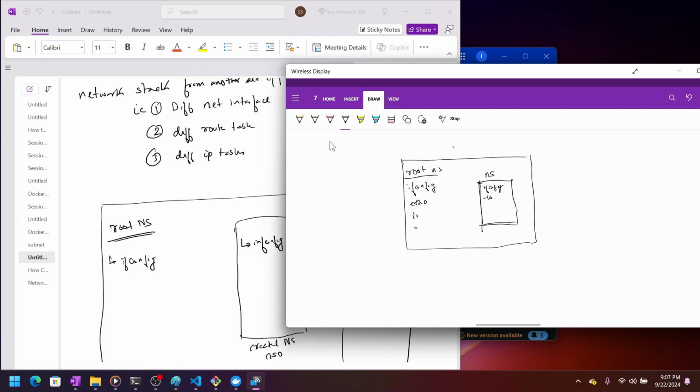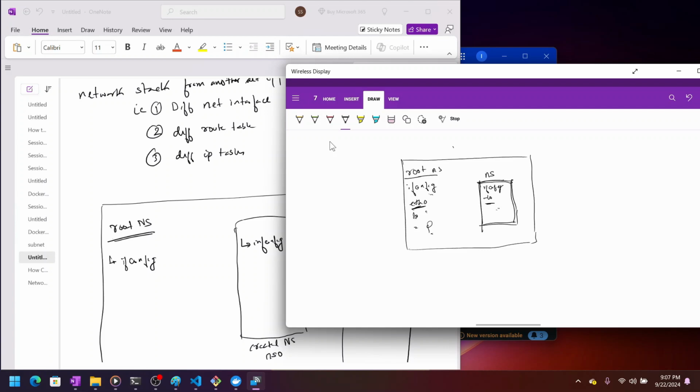The processes inside this namespace will have only the loopback interface, maybe, or maybe nothing, because you have not created any network interface inside this network namespace. But processes inside the root namespace can see eth0 and the loopback. So this is the benefit of creating a network namespace.